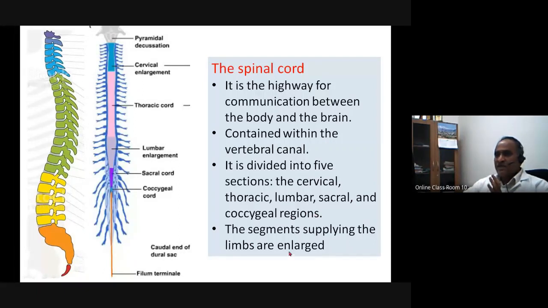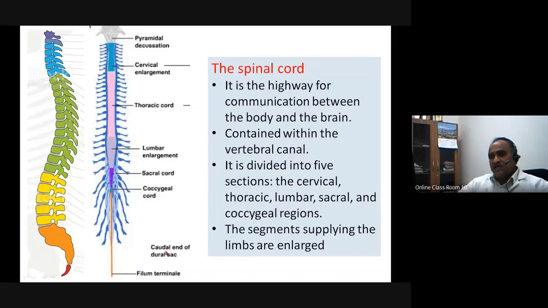The segments supplying the limbs are enlarged. That means these are the segments where these nerves supply the lower limb, and these nerves supply the upper limb. They become large because the amount of motor or sensory input from these extremities is increasing. That is why it is more. If you come back to the thorax, it is less. That is why we have the cervical enlargement and the lumbar enlargement.